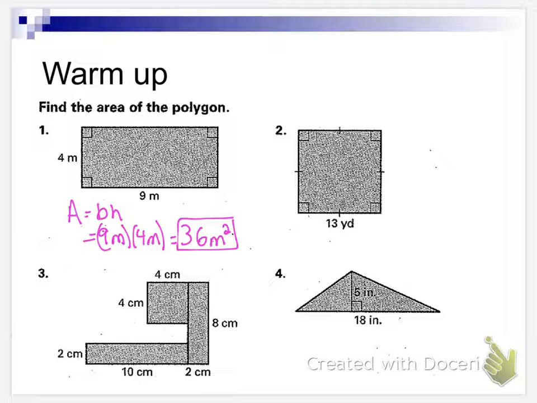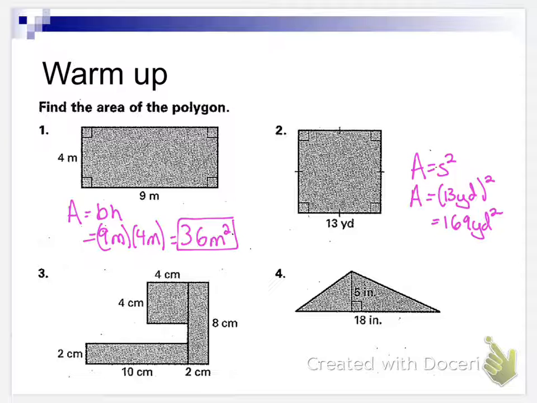Our next one's the square. Area of a square is area equals side squared. Area equals, our side length here is 13 yards. We're going to square it. That gives me 169 yards squared.